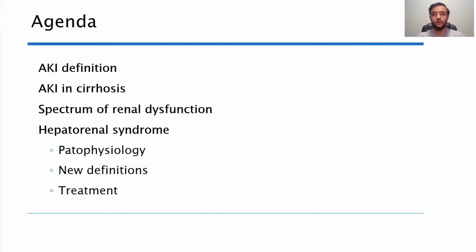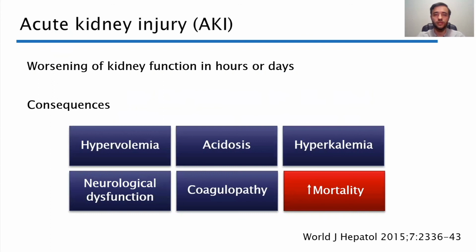Our agenda: we will talk about AKI definitions, especially AKI in cirrhosis, the spectrum of renal dysfunction, and hepatorenal syndrome itself. Acute kidney injury, or AKI, is defined by a worsening of renal function within hours or a few days. The consequences of this renal dysfunction are hypervolemia, metabolic acidosis, hyperkalemia, and in more severe cases, neurologic dysfunction and also coagulopathy, and for all those reasons, an increase in mortality.